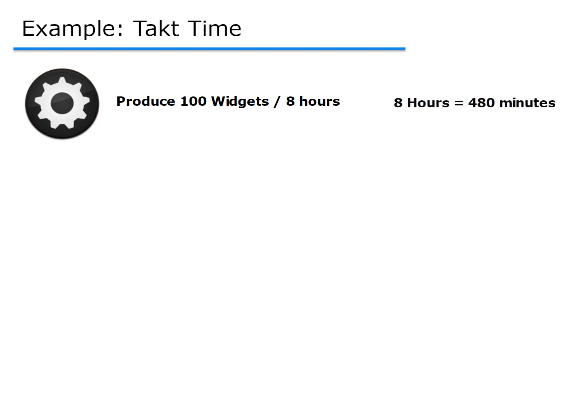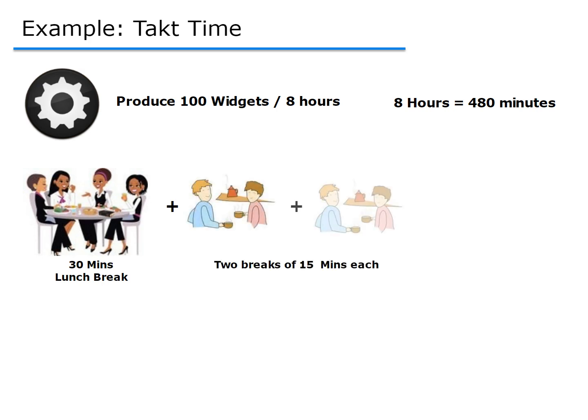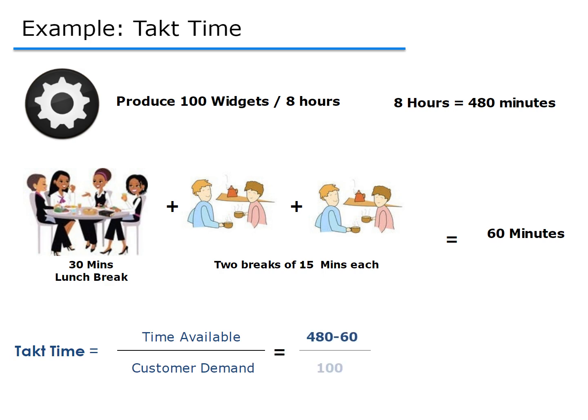For example, a factory needs to produce 100 widgets in a day or 8 hours. Employees at the plant take a 30-minute lunch break and 2 15-minute breaks. So the available time in a day is 7 hours or 420 minutes. Here, takt time will be available time divided by customer demand, or 420 minutes divided by 100 units. The takt time is 4.2 minutes.